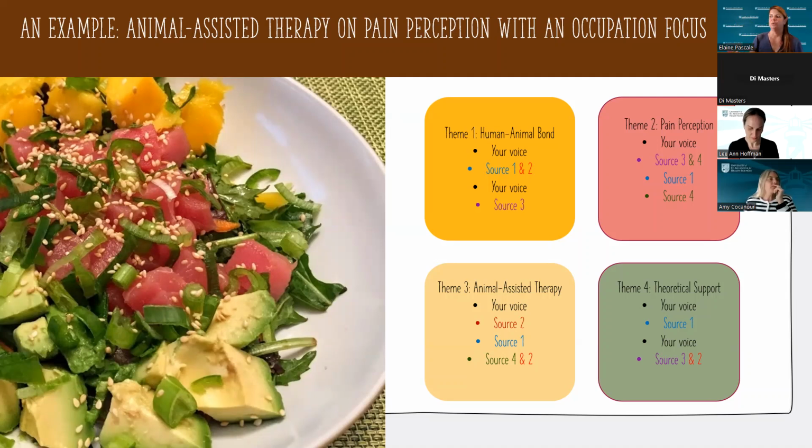And then the third one was animal-assisted therapy. Again, I introduce it. I have my theme as a heading. I introduce what the theme means to the reader so they understand what I'm talking about. I'm back to source 2, source 1, source 4, and 2, whatever, just bringing them all in. And then I talk about my theoretical support. This was set up sort of like an OT capstone, which often likes that theory at that place. I know in the dissertation, they like the theory earlier in that chapter.